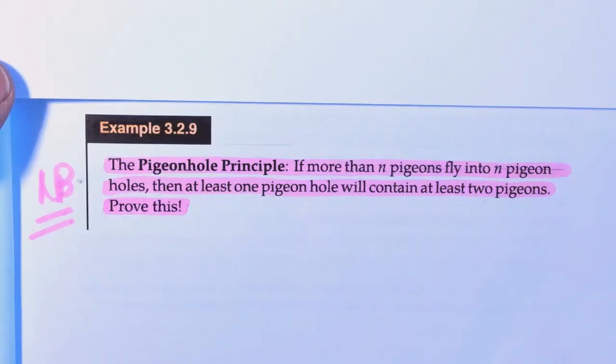Okay folks, our next example is example 329. It's on the pigeonhole principle. Now what does the pigeonhole principle say? It says, if more than n pigeons fly into n pigeonholes, then at least one pigeonhole will contain at least 2 pigeons. And it asks us to prove it. Let's see how that works.